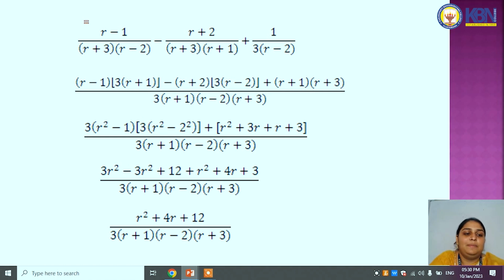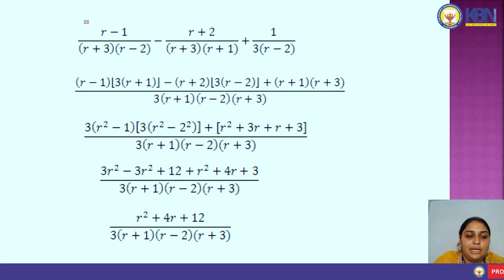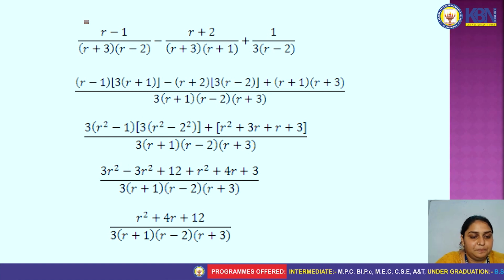After multiplying these expressions, we get 3r² - 3r² + 12 + r² + 4r + 3, all over 3, and the denominator is 3(r+1)(r-2)(r+3).